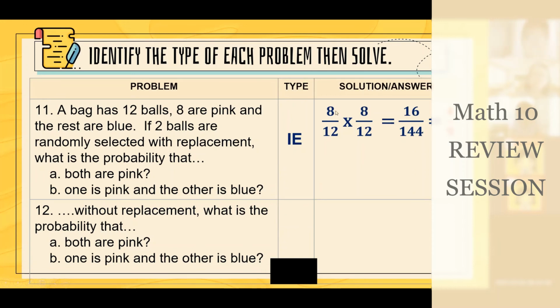Okay, sige. So 8/12, 8/12, kasi both are pink. We are expecting that both are pink. So there are 8 pink balls, kaya 8/12, there are 12 balls in all. Kasi 8 are pink and the rest are blue. So there are 4 blues, right? So 8/12 times, since with replacement, after getting the first you return, kaya 8/12 pa rin. So the second is not affected.